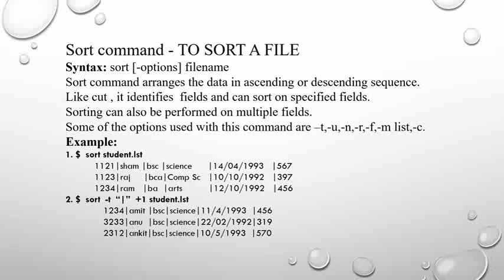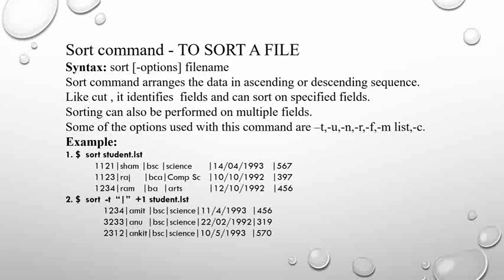Sort command. The sort command is used to sort the file. Syntax of the sort command: sort option file name. The sort command arranges the data in ascending or descending sequence. Like cut, it identifies fields and can sort on specified fields. By default, sort reorders lines in ASCII collating sequence: white space first, then numbers, then uppercase letters, and finally lowercase letters.